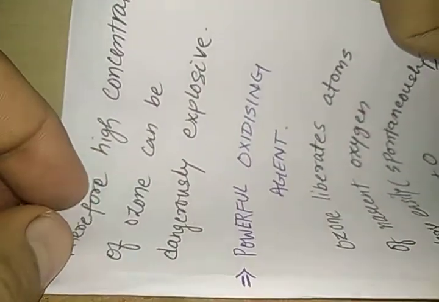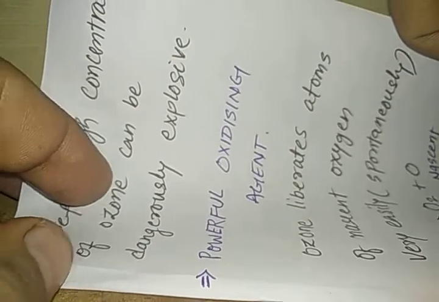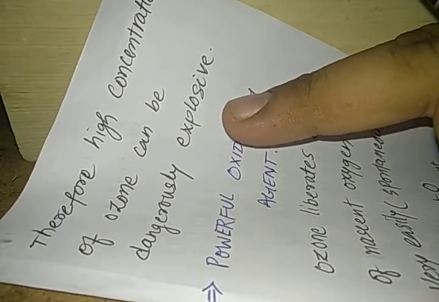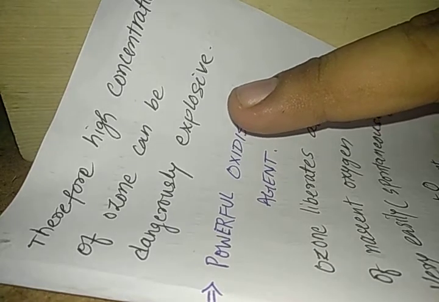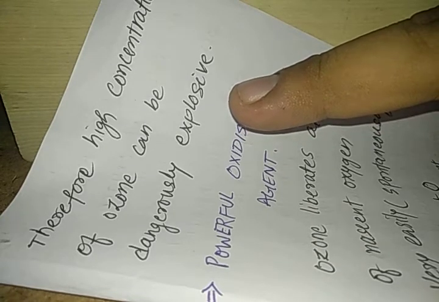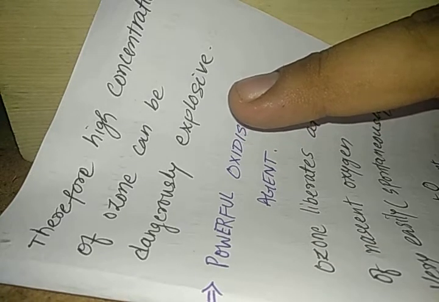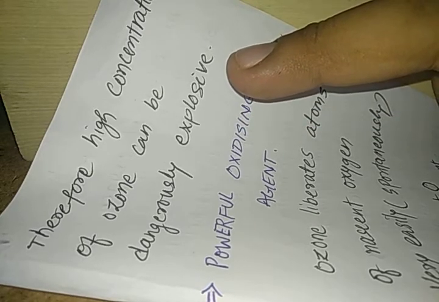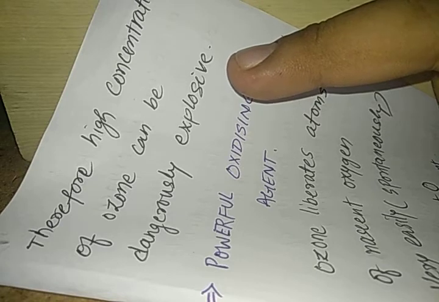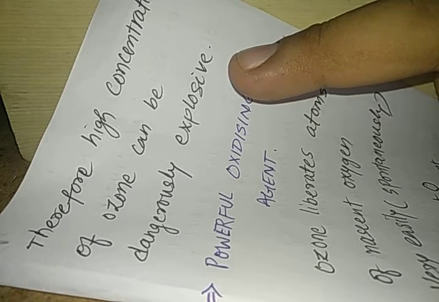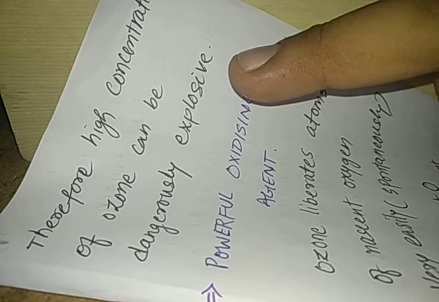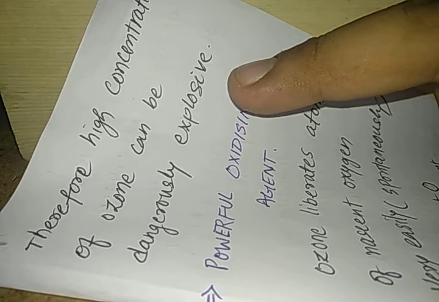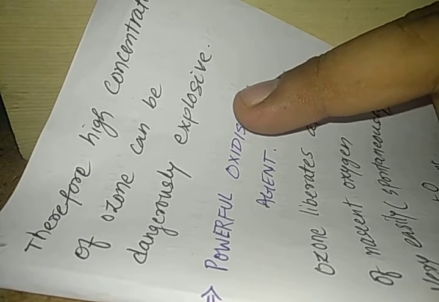Therefore, a high concentration of ozone can be dangerously explosive. More and more oxygen is produced. Now oxygen combines with other elements and causes blast or explosion, and that is why higher concentrations of ozone are explosive in nature. So ozone should not be stored at higher concentration. That is what it says by this analysis.